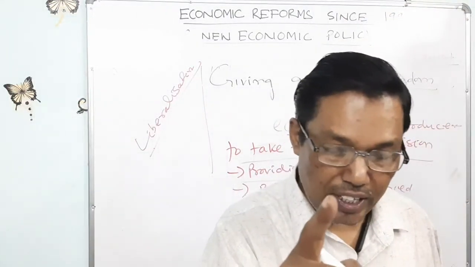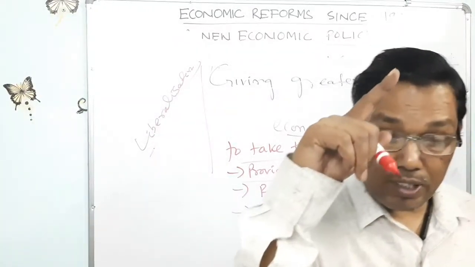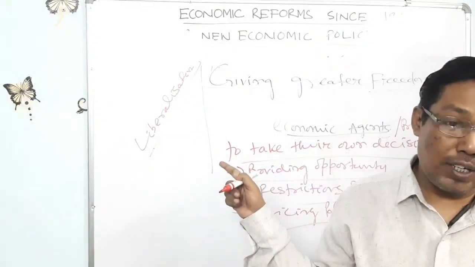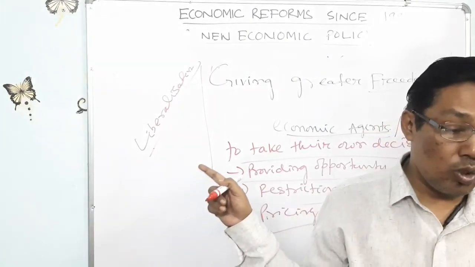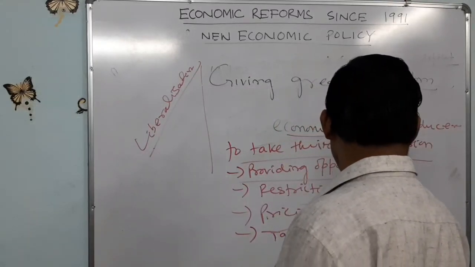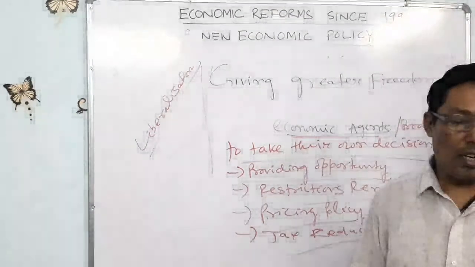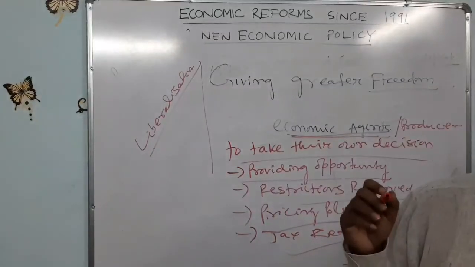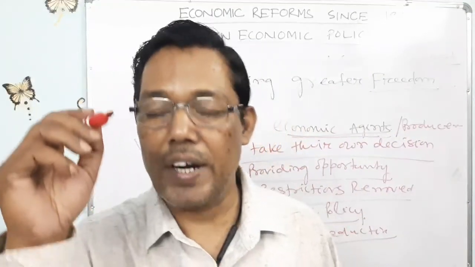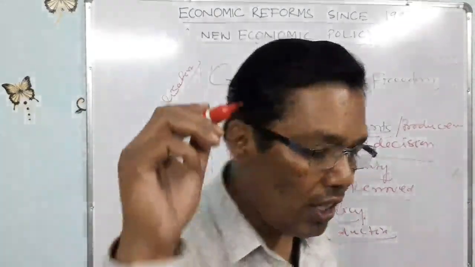I am giving one example, income tax. At that time, if a person was earning 100 rupees, he was giving 97.5 in income tax, but now the tax slab below 5 lakhs is nil. So tax was also reduced, tax reduction for private entrepreneurs or economic agents. So in short, we may say that liberalization means reducing the role of the government and giving greater freedom to economic agents, the producers or private entrepreneurs.